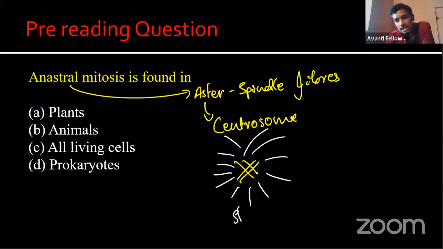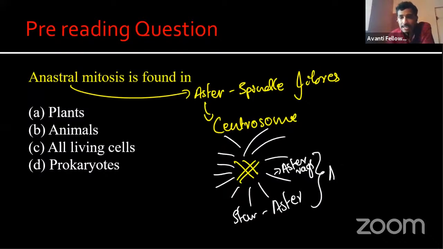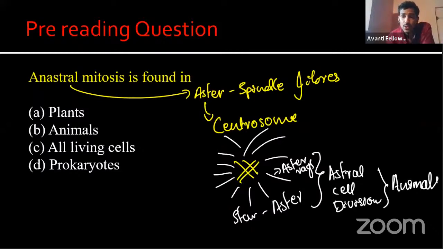So it looks like a star. So we call it the aster, and we call this arrangement the aster rays, right? This kind of arrangement we call astral cell division. So where can you find this? You can find this in animals. So what are they asking? They are asking about the anastral.